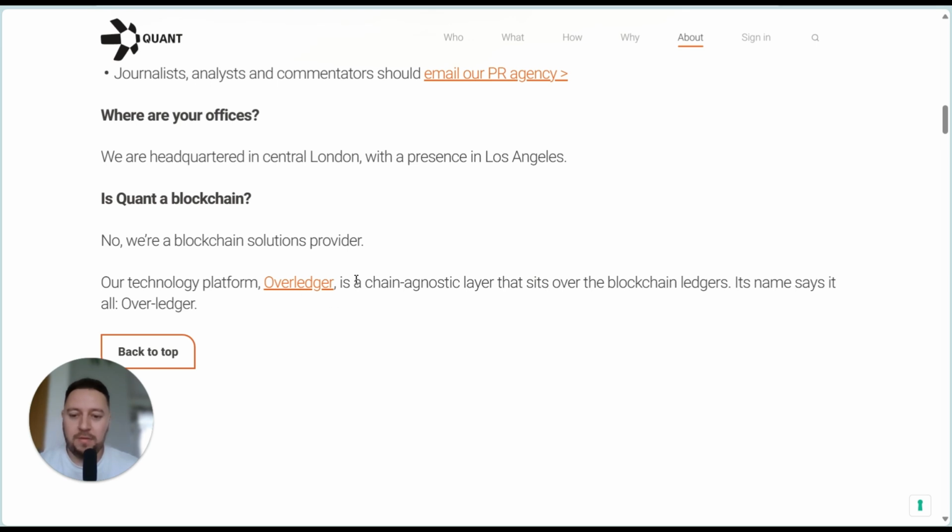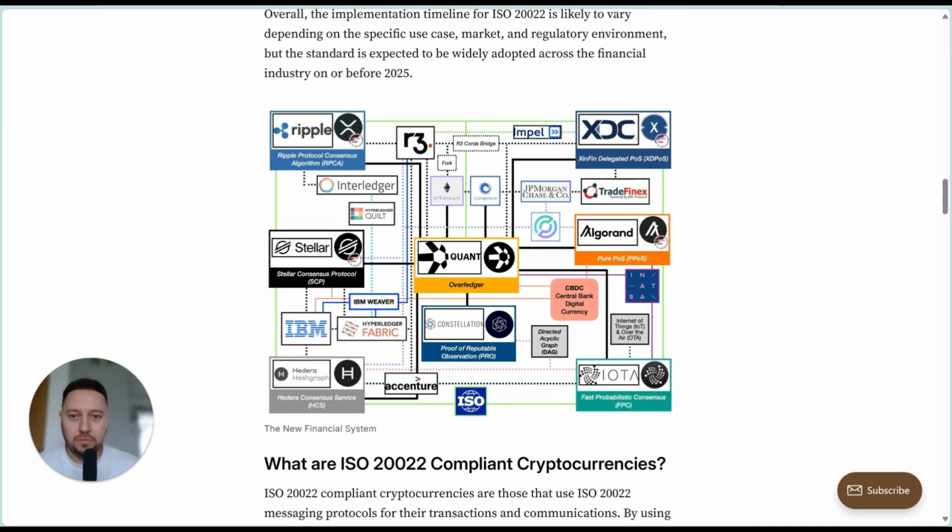So their technology platform, Overledger, is chain agnostic, which means it can actually communicate with any other protocol, because that's what it is. It's ultimately a communications protocol that sits over the blockchain ledgers, and the name basically says it all. It's the Overledger. Yeah, and this is Quant, right in the slap bang in the middle of this ISO diagram. So the ISO coins are obviously there for the utility. They're going to facilitate the new global financial system.